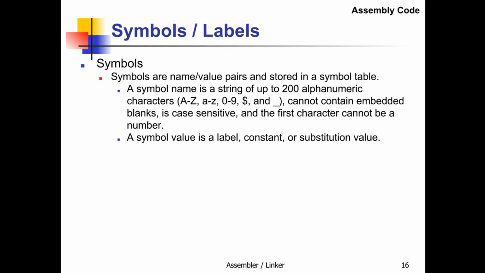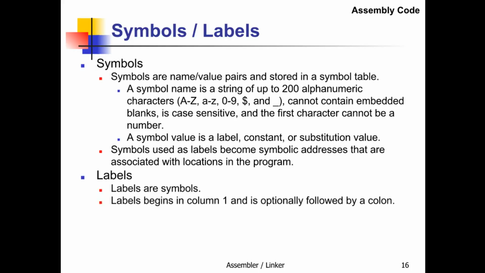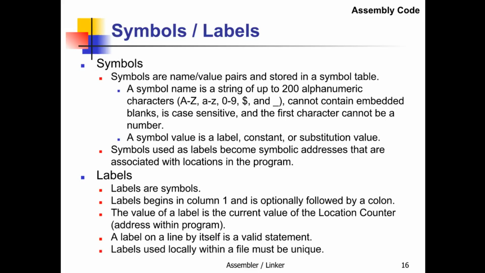But when it goes to machine code, it actually has to go to values. Symbols are used as labels. They become symbolic addresses that are associated with locations in the program. So labels are actually symbols for addresses. Labels are symbols, as we said, and they begin in column 1, and they're optionally followed by a colon. The value of the label is the current value of the location counter, or basically the address within the program. A label on a line by itself is a valid statement. Labels used locally within a file must be unique.